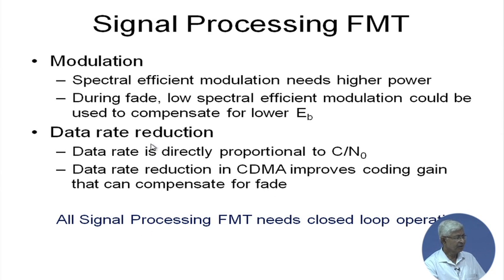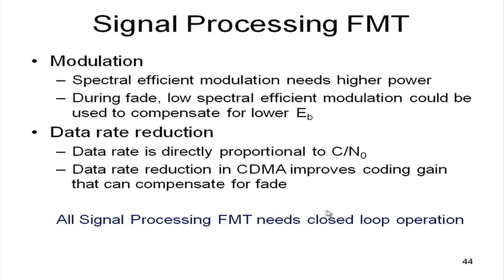Now all these signal processing, which includes the coding, the modulation and the data rate reduction, needs a certain closed loop operation, obviously, because the system is operating, let us say between hub and a remote terminal. Signal communication is operating, and the communication takes a fraction of a second, almost 250 millisecond, going up and coming down one hop.